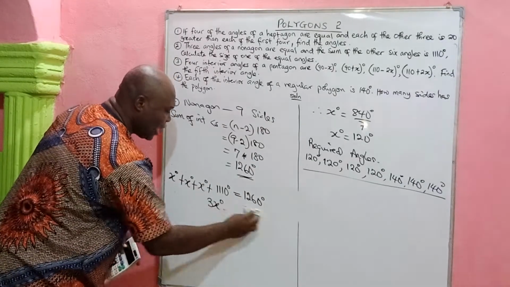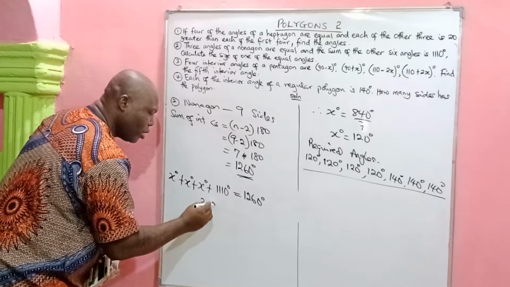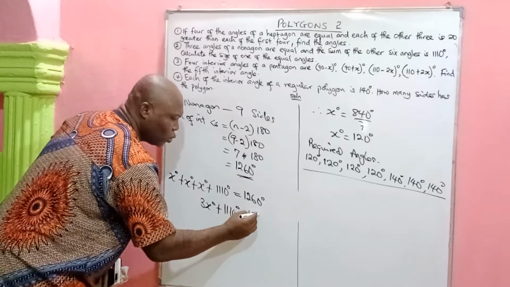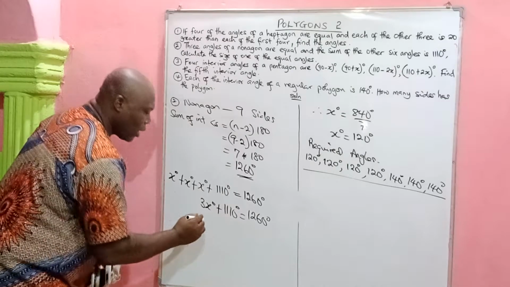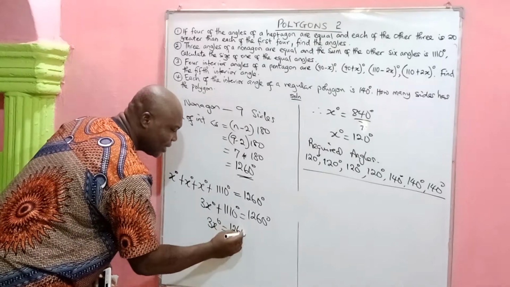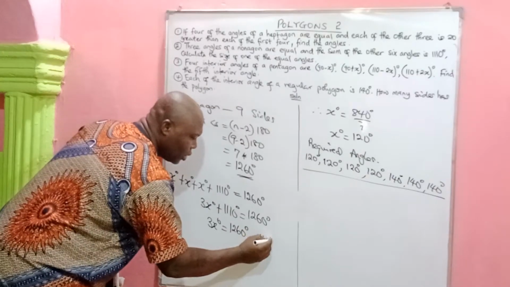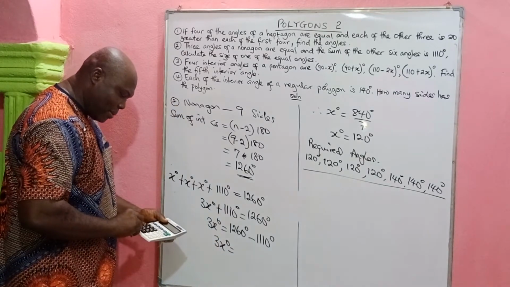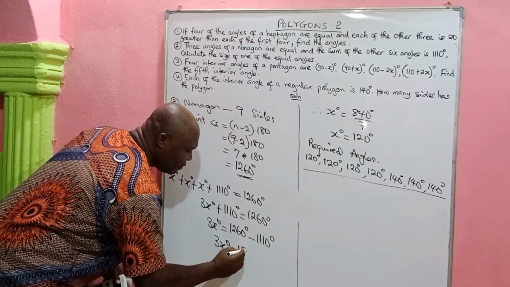First and foremost, let us record this. This is 3x degrees plus 1110 degrees will give us 1260 degrees. x plus x plus x is 3x. Alright, so we can now say 3x degrees will be equal to 1260 degrees minus 1110 degrees, which gives us 150 degrees.